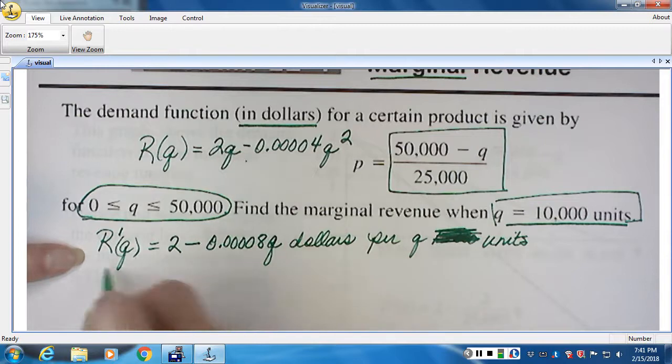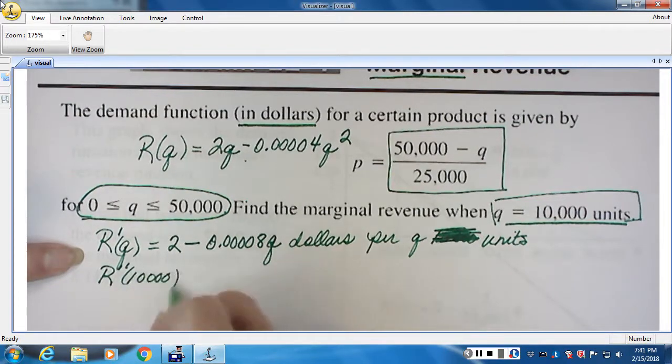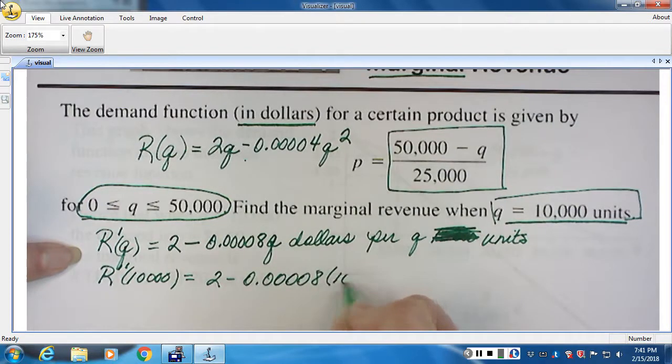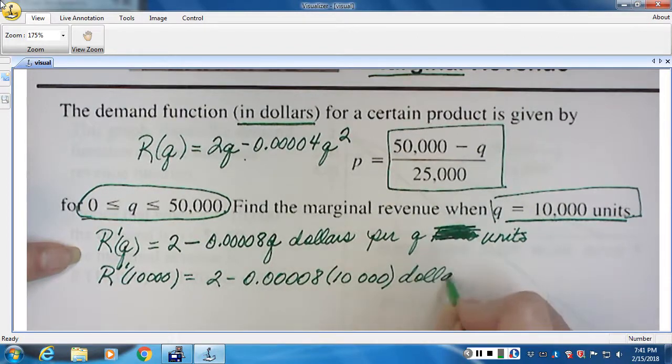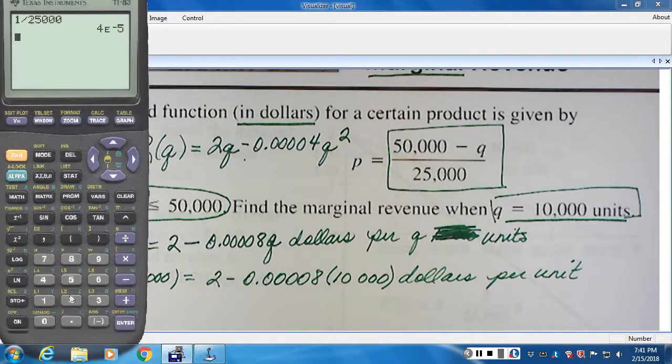So for 10,000 units, R prime of 10,000, this is a pretty simple equation to substitute into. 2 minus 0.00008 times 10,000 dollars per unit, because we have a value now for Q. So we need to do a little arithmetic.